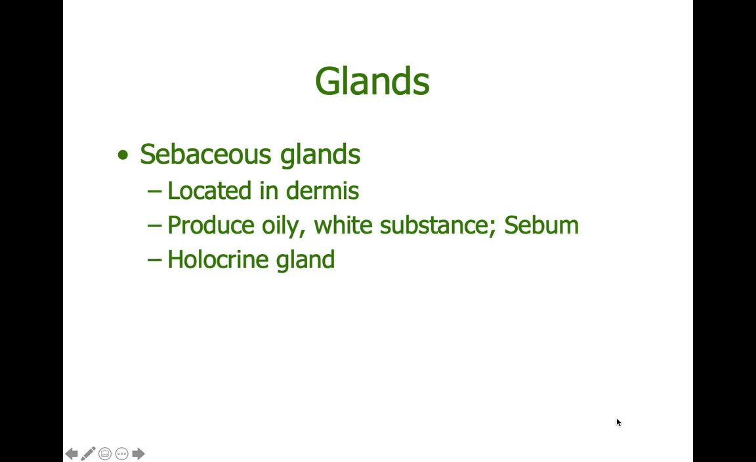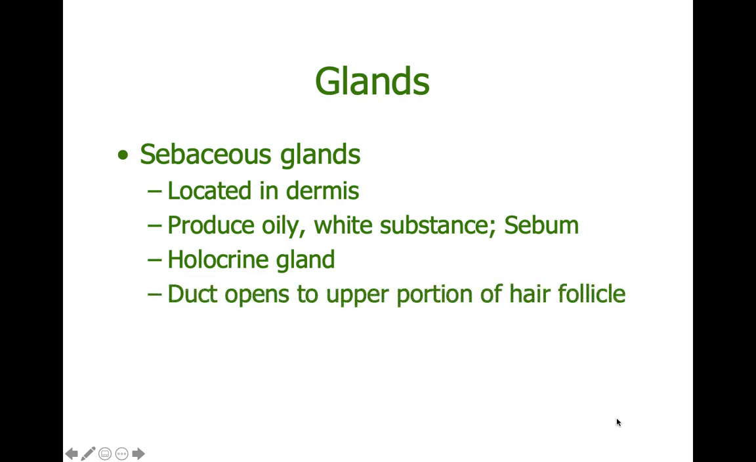Sebaceous glands produce sebum as a holocrine gland will. If you don't remember what a holocrine gland is, you're going to want to refer back to your Exam 1 packet so that you can remember how holocrine glands form their product. The duct of a sebaceous gland is going to open into the upper portion of a hair follicle. I've got a diagram for you in a moment. And as we say, the sebum is necessary to moisturize your hair and skin and keep your skin in good working order.